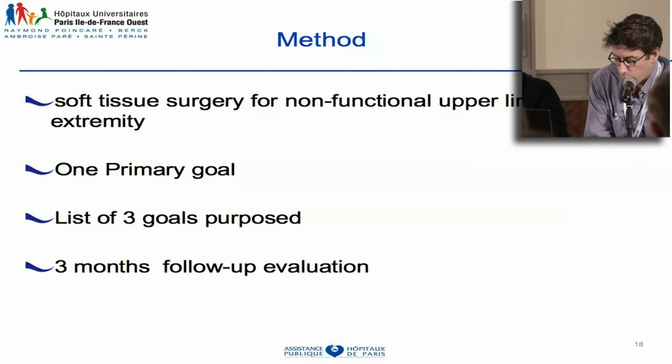One primary goal was determined by consensus with the patients, their caregivers and families, and the healthcare team using goal attainment scaling. A list of 3 goals was proposed to help determine the primary goal: facilitate hand hygiene, decrease spontaneous pain or pain during mobilization, and improve appearance. 1 primary goal and up to 2 secondary goals were chosen from this list.